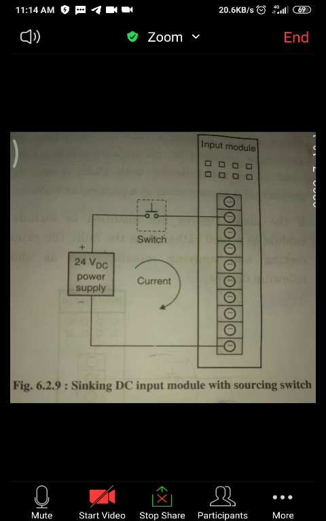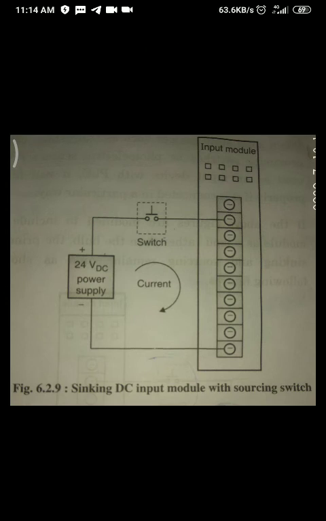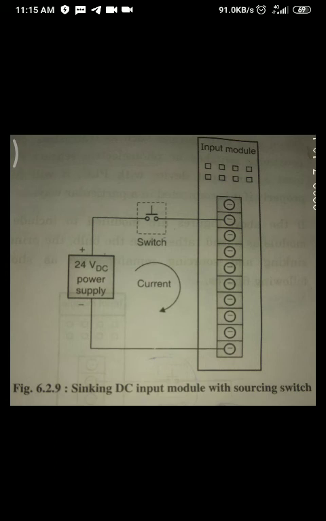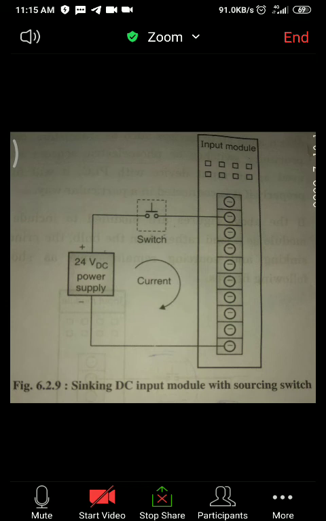So as you can see here, the 24 V DC power supply battery is there. The plus terminal is at the upper side, the minus terminal is at the lower side. So now the switch is becoming the source of current and that source is giving current to the input module. In this way, the sinking and sourcing concept is used in the input module.